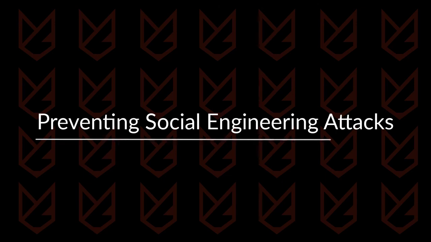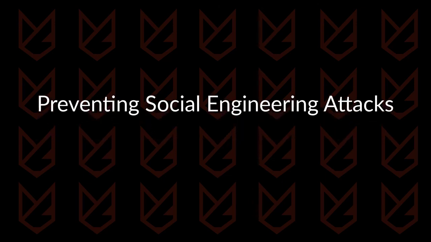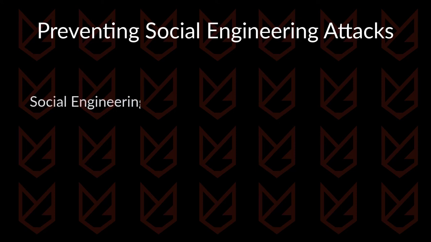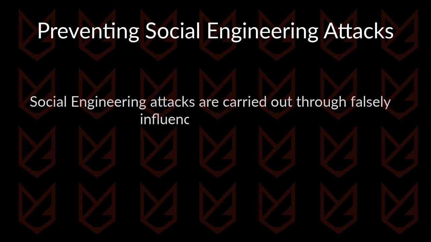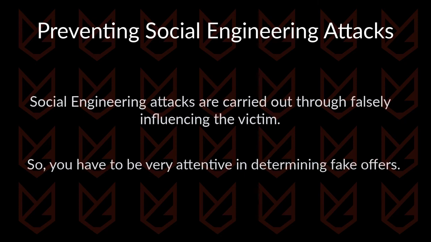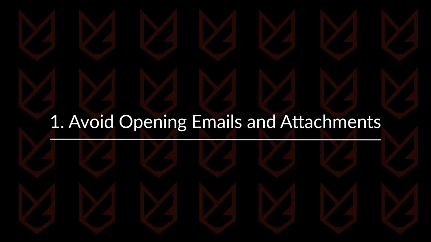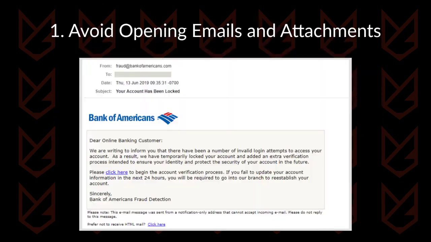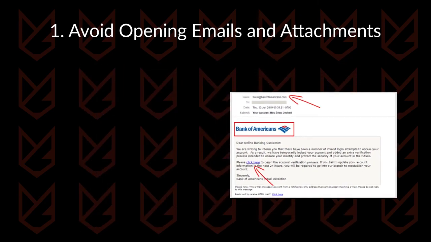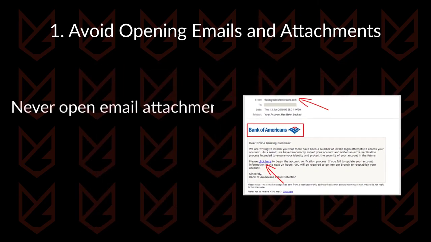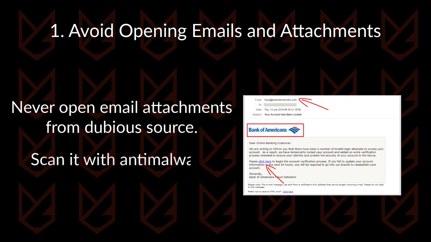Preventing social engineering attacks. As it is clear, social engineering attacks are carried out through falsely influencing the victim, so you have to be very attentive in determining fake offers. Let us now discuss some methods to avoid them. Avoid opening emails and attachments. If you receive an email from an unknown source, cross-check before following its instructions. Never open an email attachment from a dubious source. If it feels legit, then scan it with an anti-malware, then open.